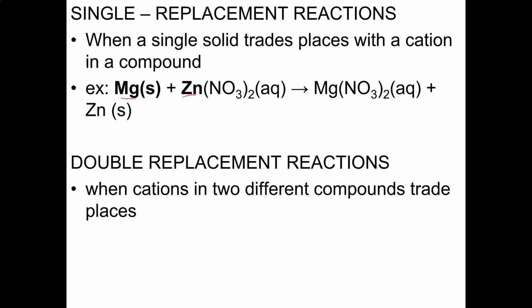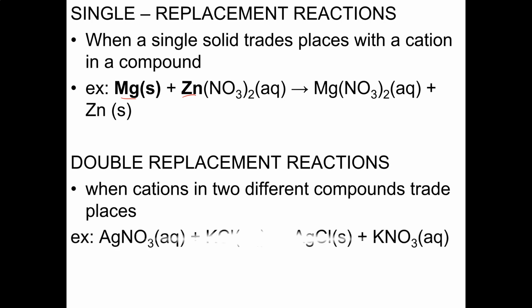Double replacement means the two cations trade places. So silver and potassium trade places. Now silver on this side is with chloride, right? Potassium was with chloride a minute ago. And potassium is with nitrate, even though nitrate was with silver before. That's what double replacement means. They trade places.